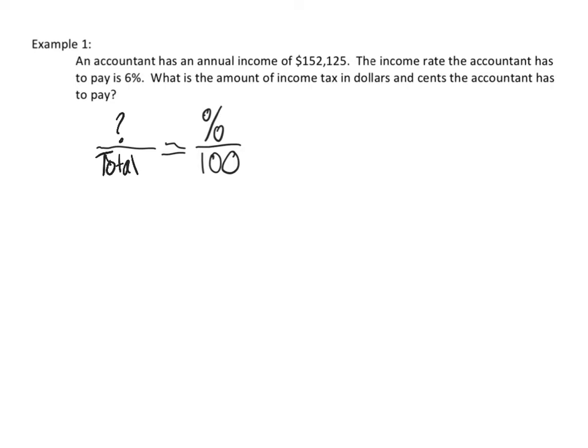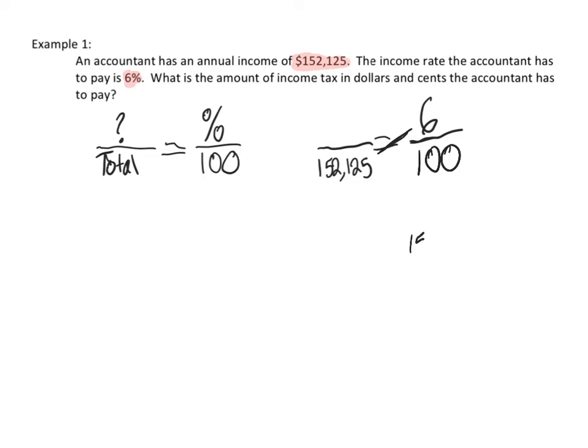So we're going to set this up using our example to the side. Our total for this problem is $152,125. The percent is 6. We can find that information right here and right here. Now we have 100 down here, and that is because percent is always out of 100. So now we're going to cross multiply.